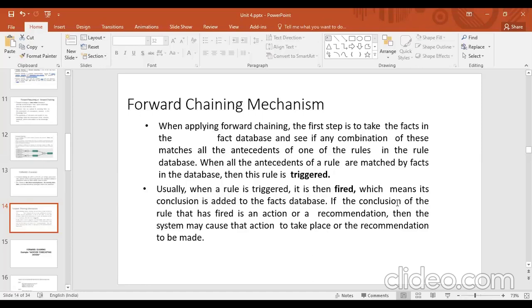If the conclusion of the rule that has fired is an action or recommendation, then the system may cause that action to take place or the recommendation to be made.